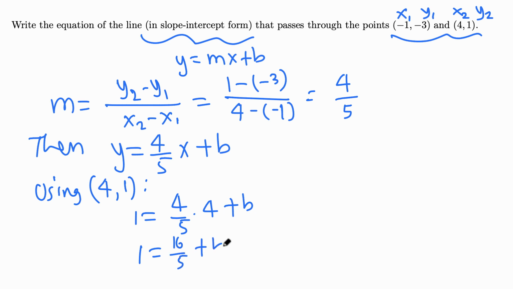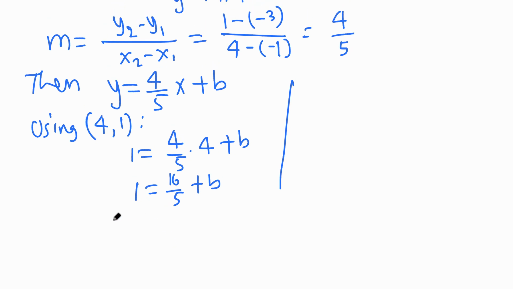16/5 plus b. Now subtract 16/5 from both sides. So 1 is 5/5. So we need to make a common denominator. 5/5 minus 16/5. So 5 is the common denominator. 5 minus 16 is -11. So that's -11/5, which is b. You can just do one side, 1 minus 16 over 5. So b is -11 over 5.